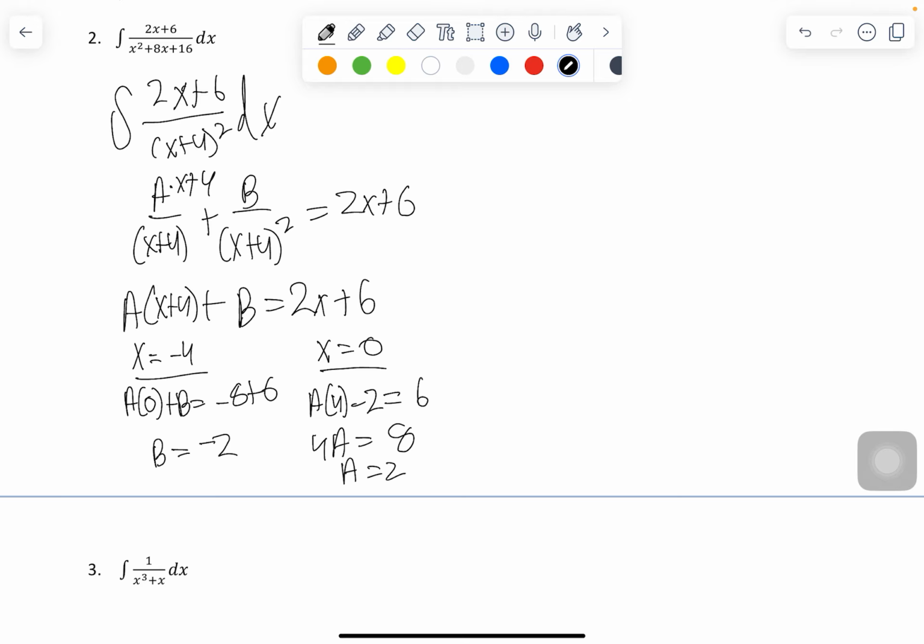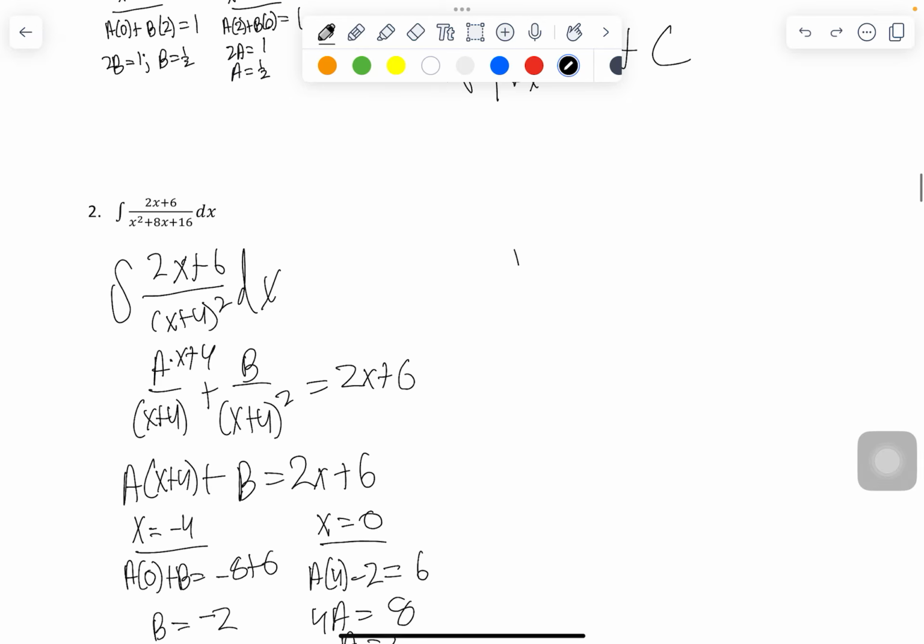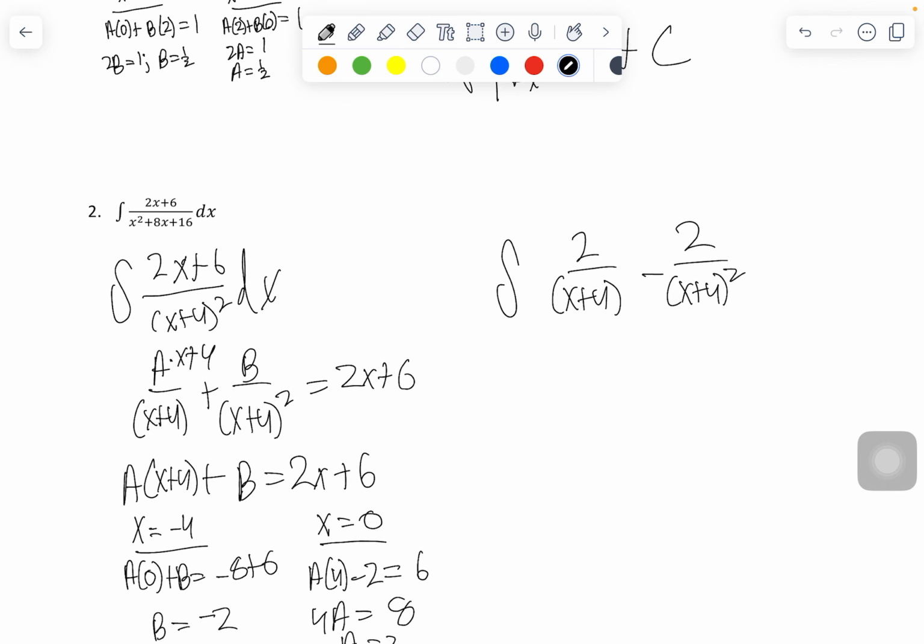So the integral of 2 over x plus 4 minus 2 over x plus 4 squared with respect to x.